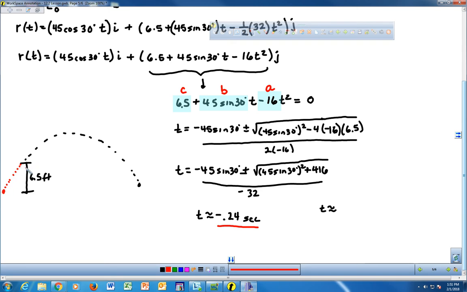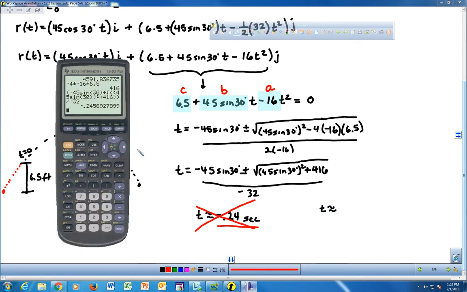Right here we're at t equals 0, at this position where we're going to shoot it, right? So this is a little bit before. That one doesn't make any sense, because as part of the context, we're not interested in the time before it was shot. I want the time after it hit the ground. So now, instead of a plus, I'm going to do a minus the square root right here, and that gives us 1.65 seconds.